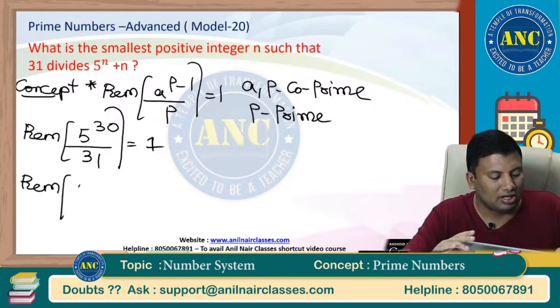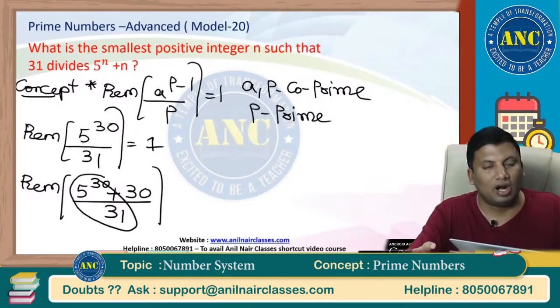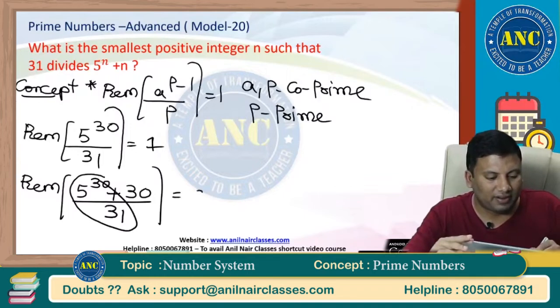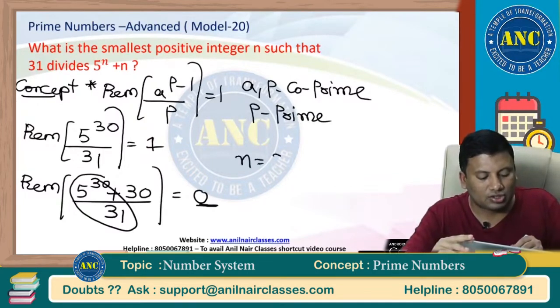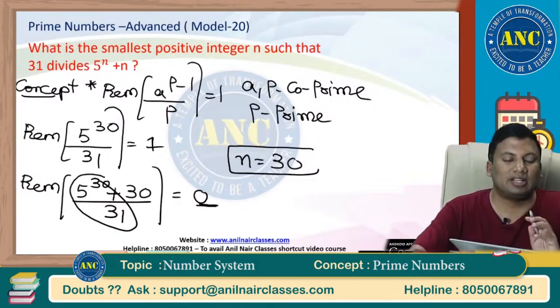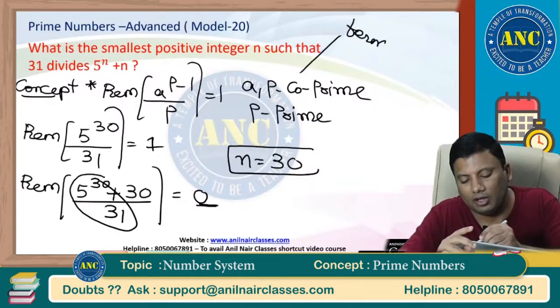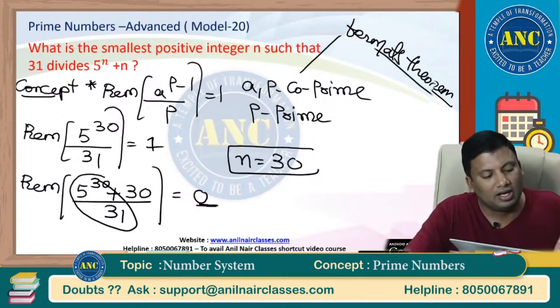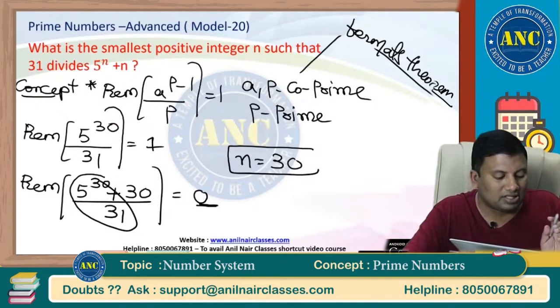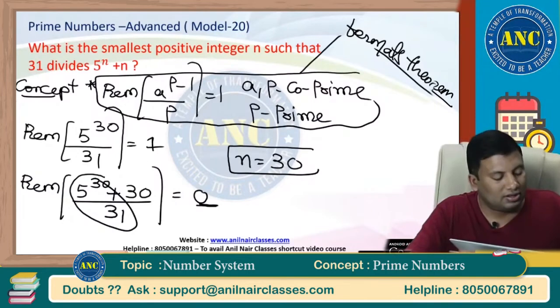Now the question is 5 power 30 plus 30 divided by 31. 5 power 30 by 31 gives 1, and 1 plus 30 is 31, perfectly divisible. So the n value has to be 30. According to Fermat's theorem, 5 power 30 divided by 31 is 1, so 1 plus 30 is 31. n is equivalent to 30. This is the learning from this problem.